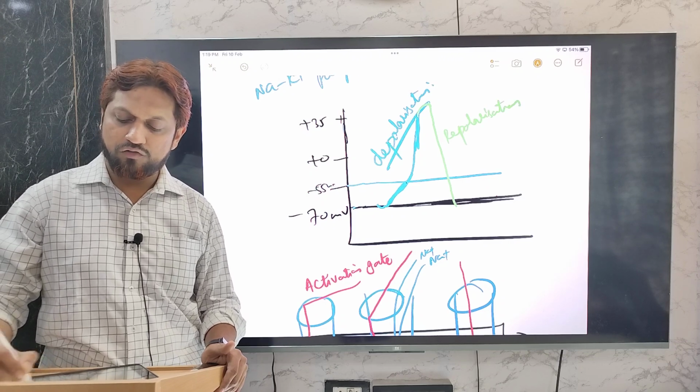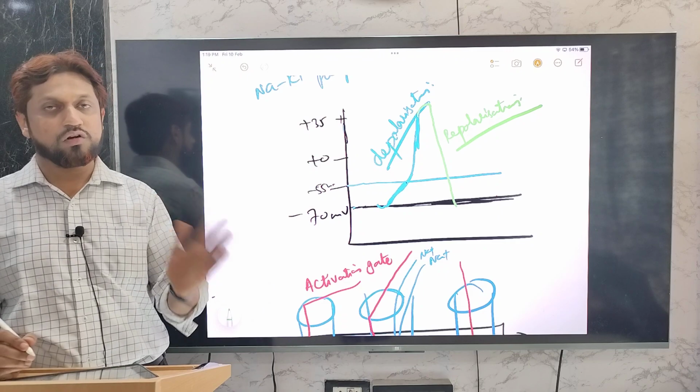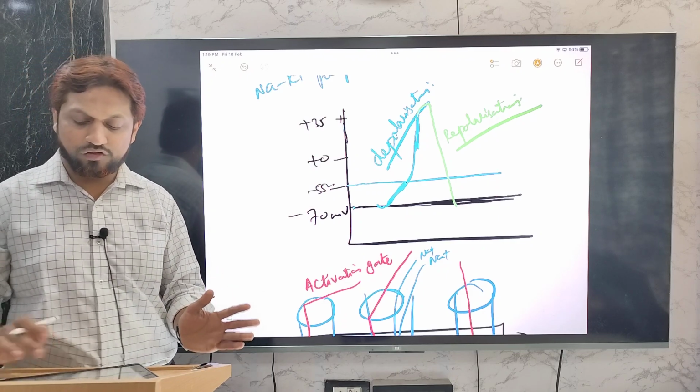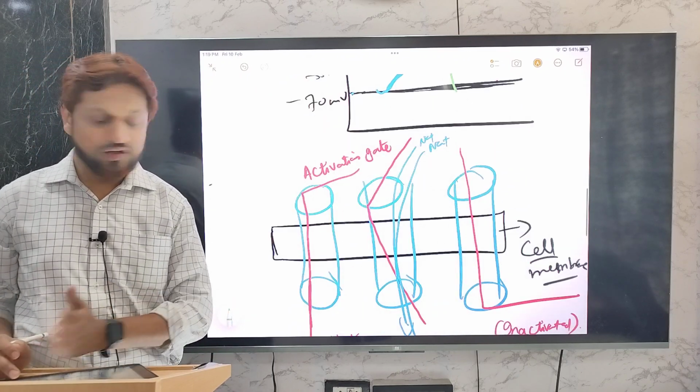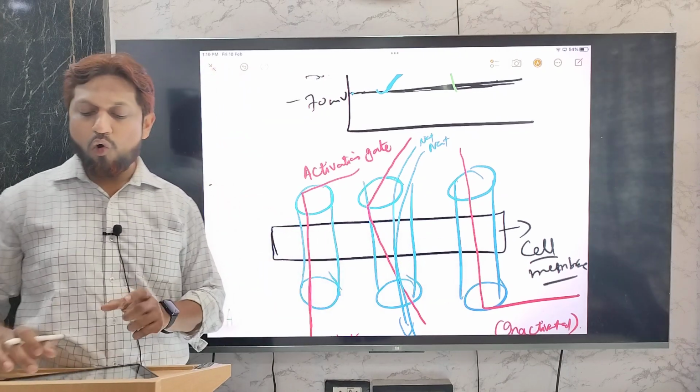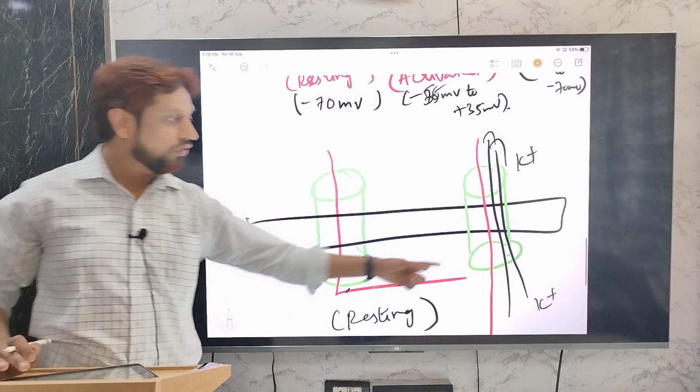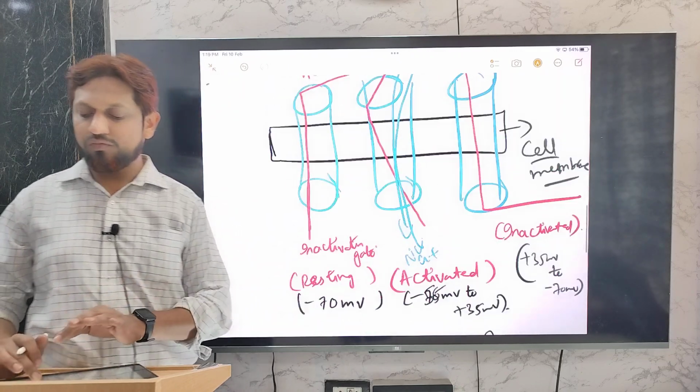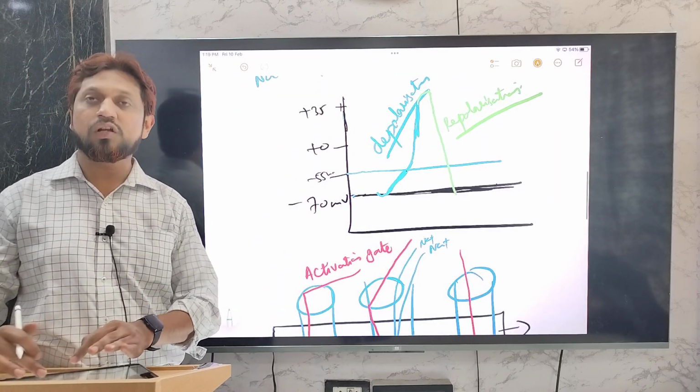So what is the reason for the repolarization? It is the closure of the sodium channels. During this repolarization phase, the sodium channels are in the inactivated state, and the potassium channels are open. So potassium channels open and sodium channels close, and the membrane potential becomes negative.